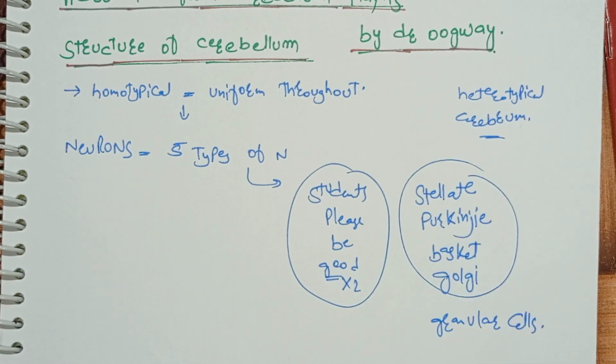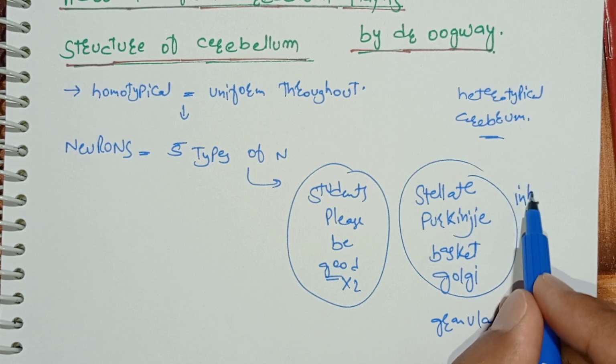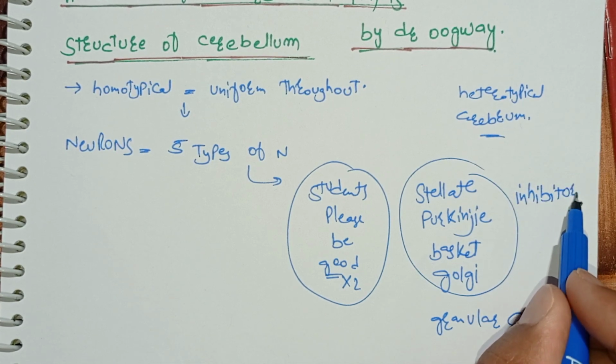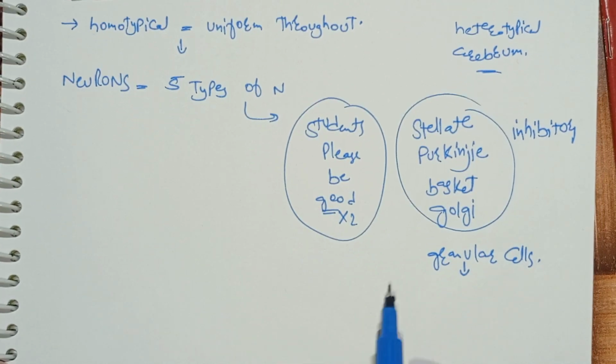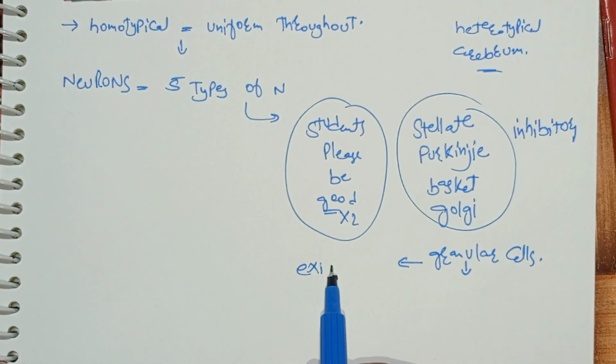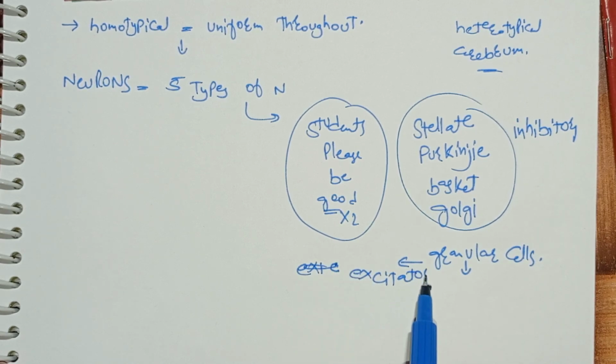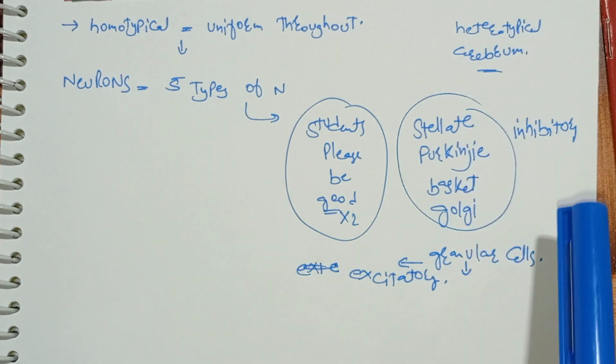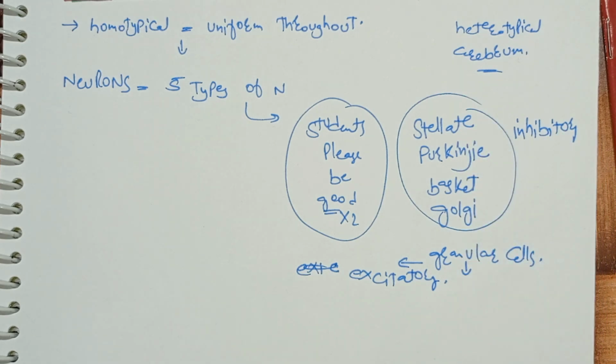These four types of cells, stellate, Purkinje, basket, and Golgi cells, are inhibitory, while the granular cell is an excitatory cell. So the cerebellum consists of five types of neurons: stellate cells, Purkinje cells, basket cells, Golgi cells, and granular cells. These four types are all inhibitory except granular cells, which are excitatory in function.